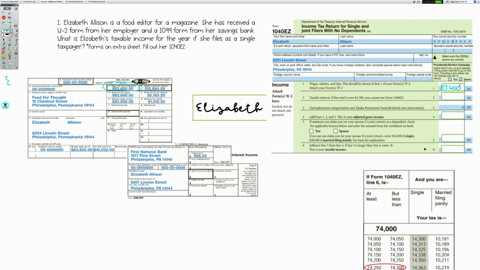Line 2 is taxable interest. If the total is over $1,500, you cannot do a 1040EZ. So this is her extra taxable interest from her 1099. It's less than $1,500. It's $900.